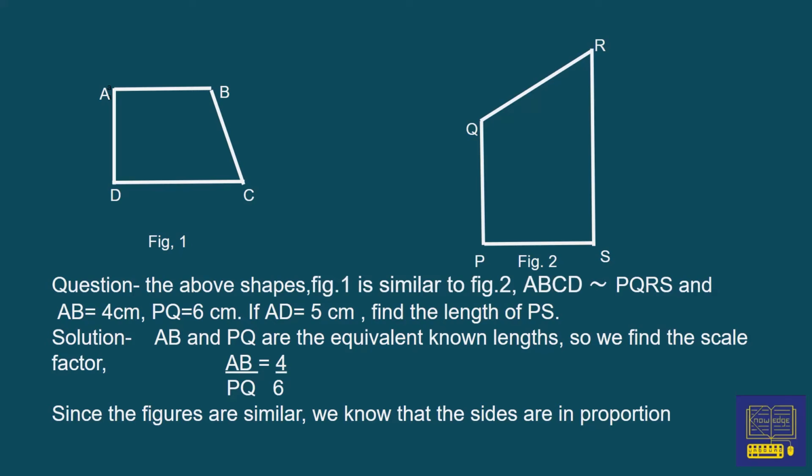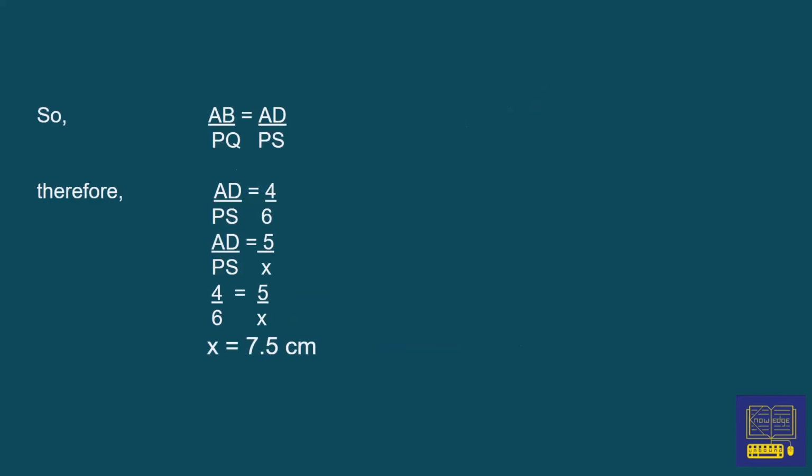Now we look at the side which corresponds to PS. PS corresponds to AD and AD is 5 centimeters. We equate the two ratios and we get that PS is equal to 7.5 centimeters. Similarly, we can use this ratio for areas and volumes as well.